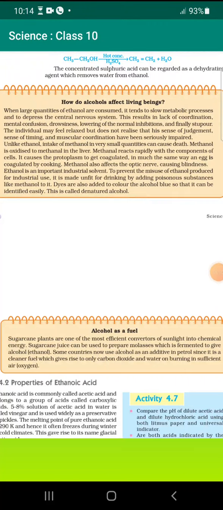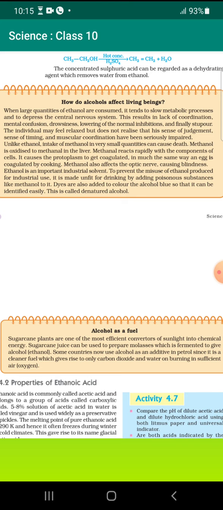will affect human beings. When a large quantity of ethanol is consumed, it tends to slow metabolic processes and to depress the central nervous system. This results in lack of coordination, mental confusion, drowsiness, lowering of the normal inhibitions, and finally, stupor. The individual may feel relaxed but does not realize that his sense of judgment, sense of timing, and muscular coordination have been seriously impaired.